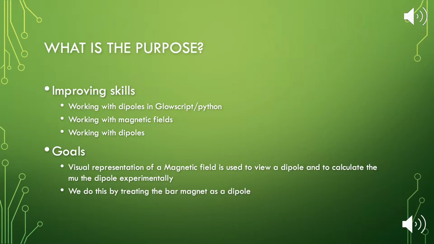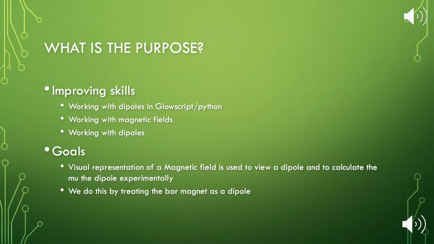In this lab, there are some skills that we are improving. First, we are working with dipoles and GlowScript in Python, and we're also working with magnetic fields. The goal of this lab is to produce a visual representation of a magnetic field, and this is used to view a dipole and to calculate the mu of the dipole experimentally. We do this by treating the bar magnet as a dipole.